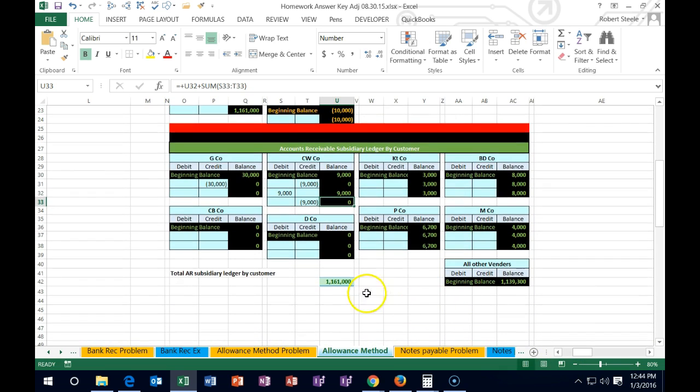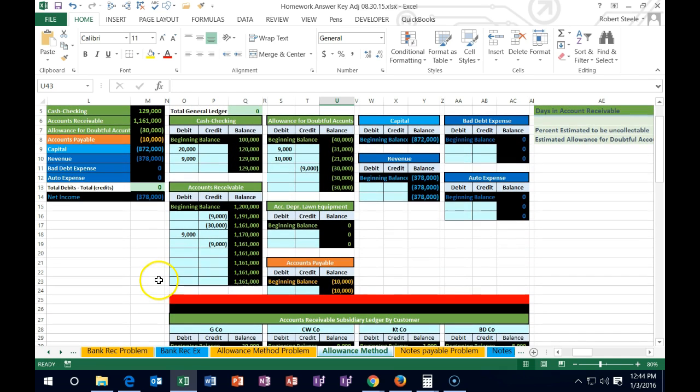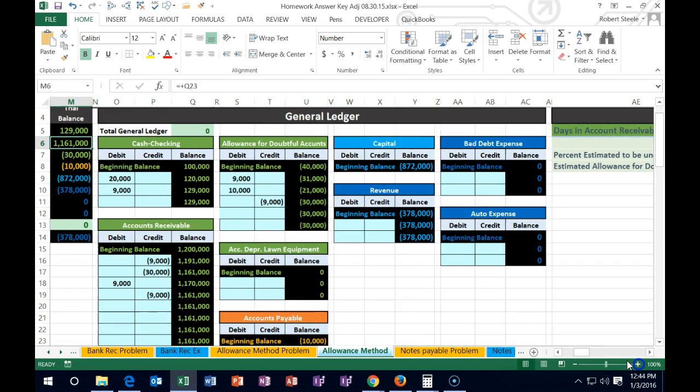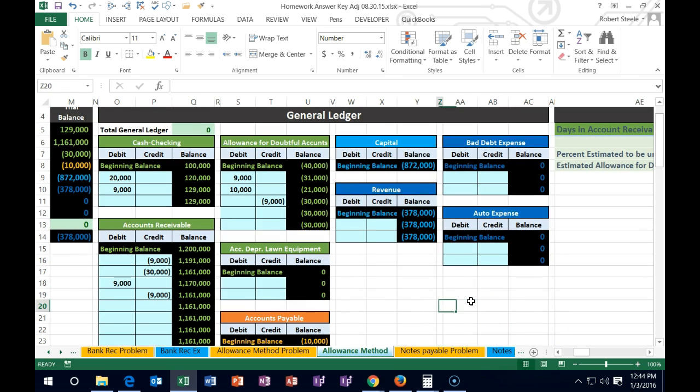If we go down to the subsidiary ledger and look at all of the subsidiary ledger accounts, they add up to 1,161,000. On the subsidiary ledger for receivables, that ties out to the general ledger for receivables, and that ties out to the trial balance for receivables. All right, let's make this large again. We're going back up to 100% on the taskbar, scrolling back over.